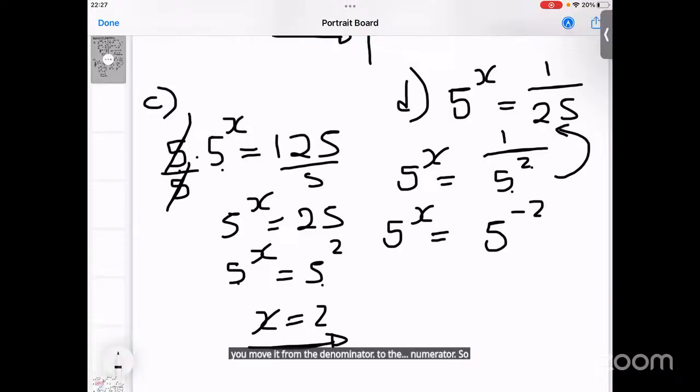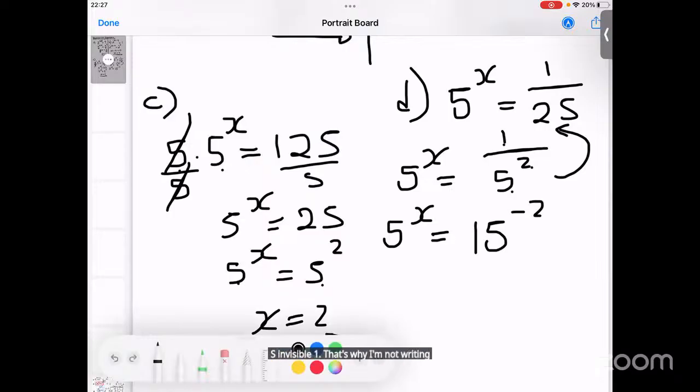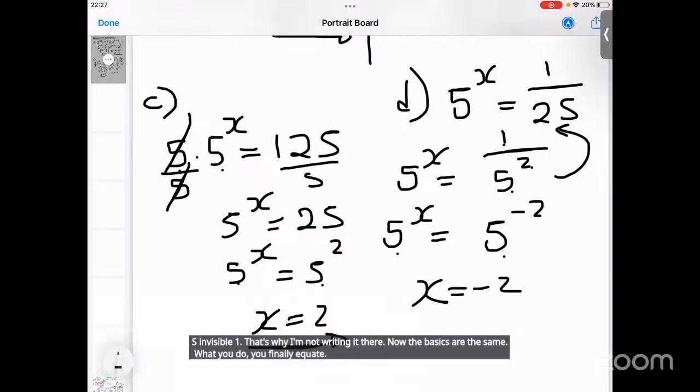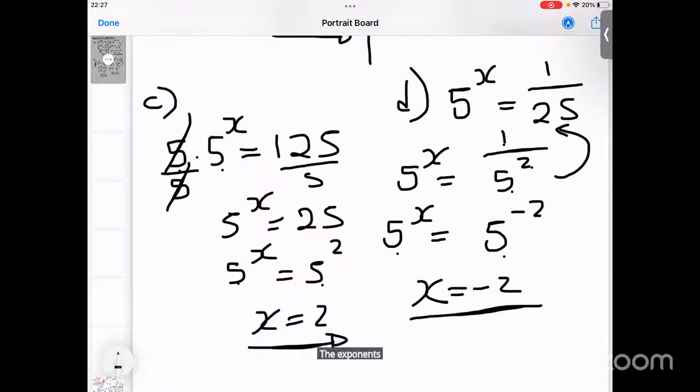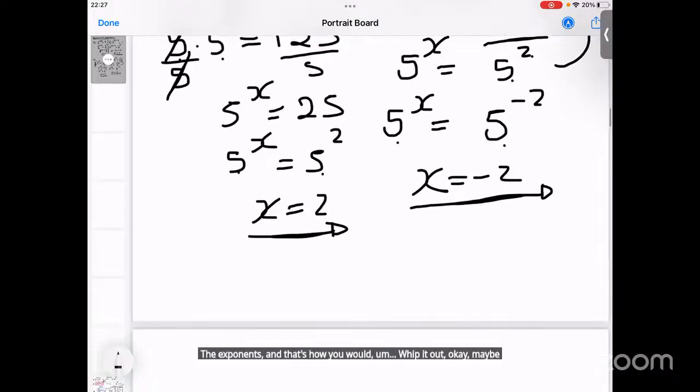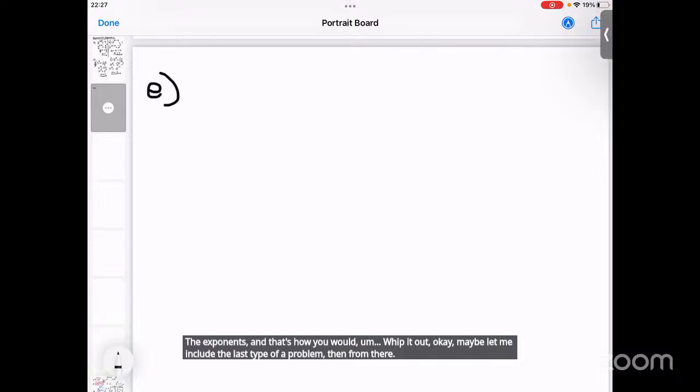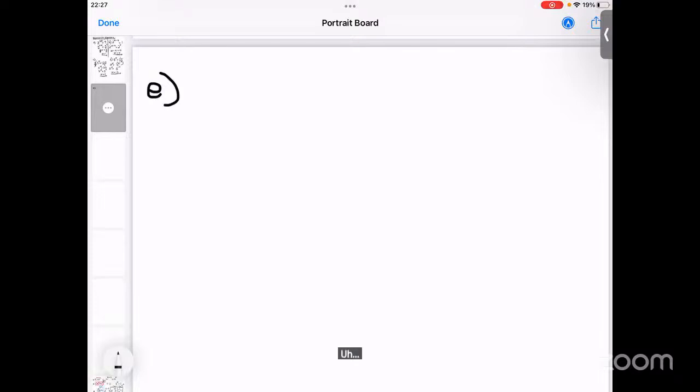So that one, it is there as an invisible 1. That's why I'm not writing it there. Now the bases are the same. What you do, you finally equate the exponents, and that's how you would work it out. Okay, maybe let me include the last type of problem, and then from there we will see.